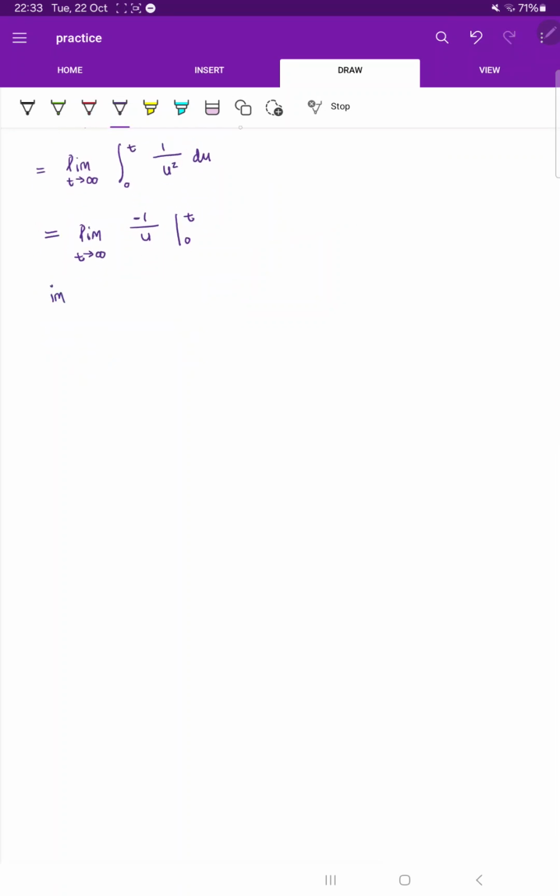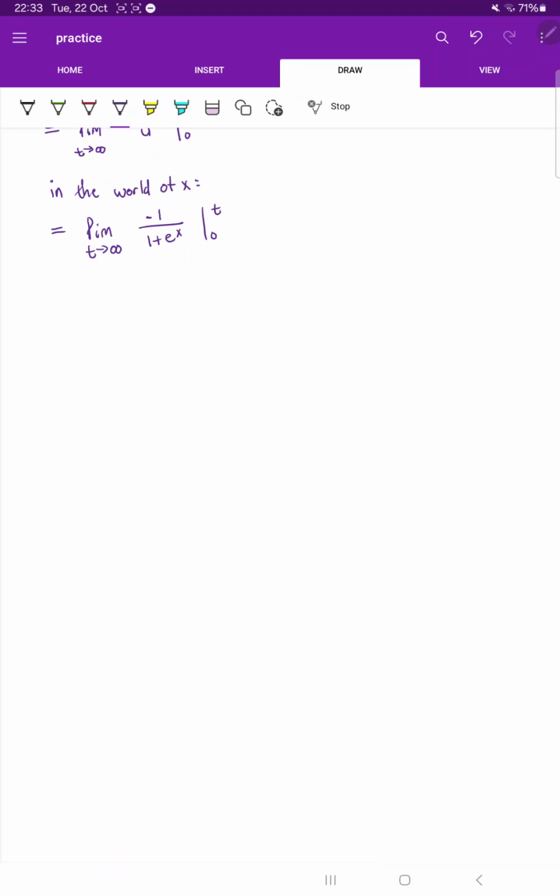Now, because we're still in the world of u, how would that look in the world of x? That would look something like this. So it's going to be limit t goes to infinity, minus 1 over 1 plus e to the x from 0 to t. Perfect, and we are almost done. Now apply FTC part 2. So the only annoying part is writing the limit all the time, but other than that, it's not so bad.